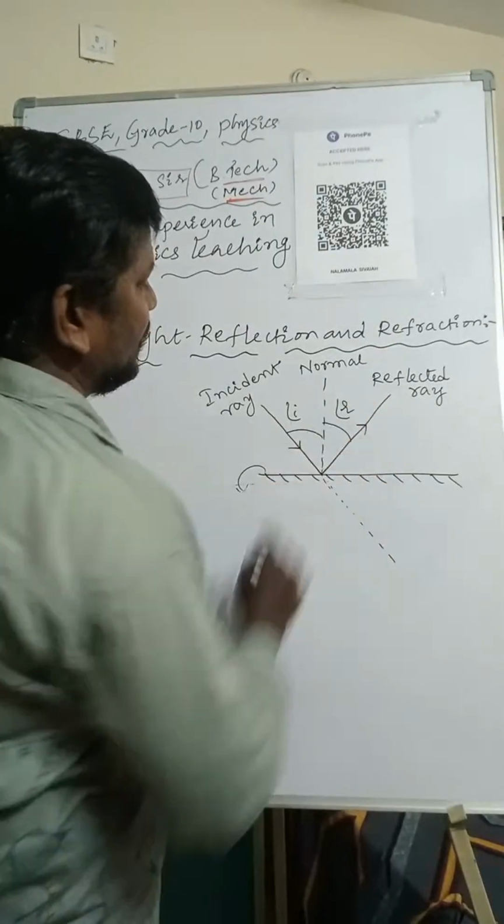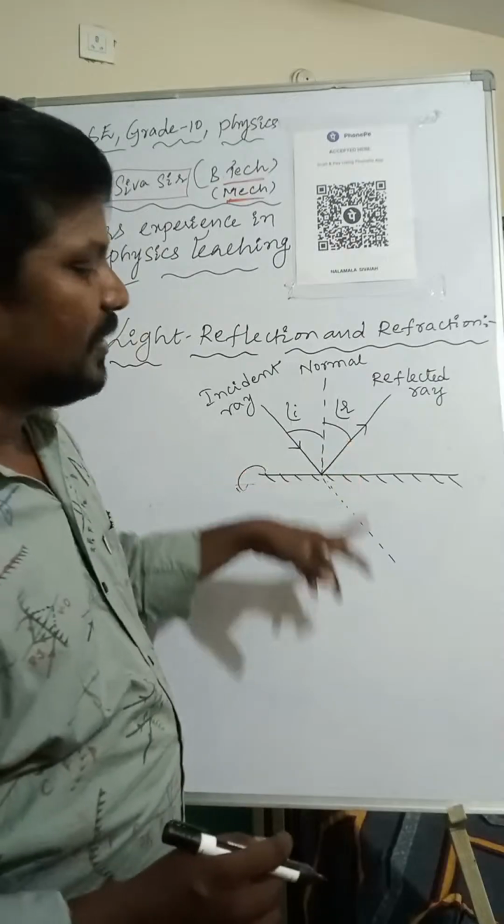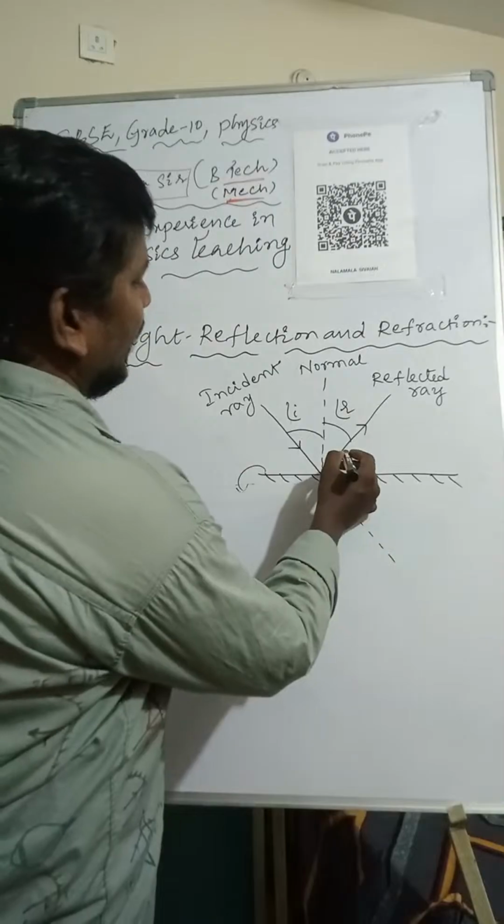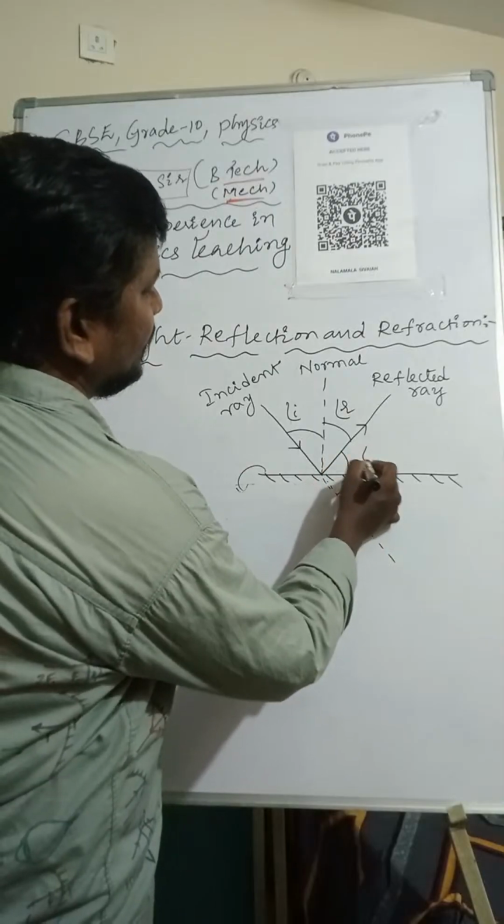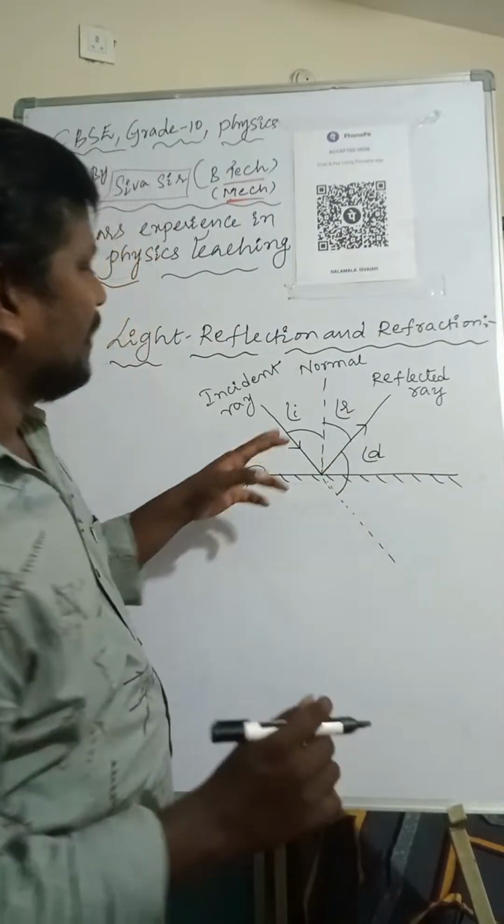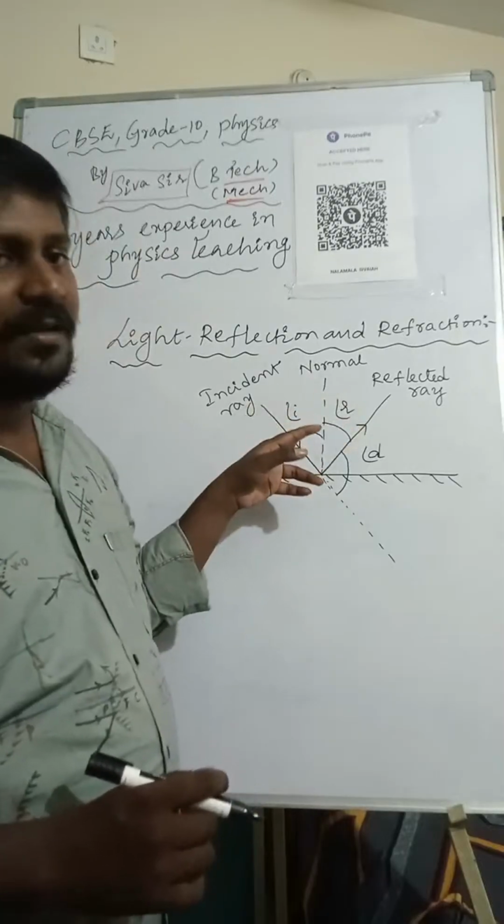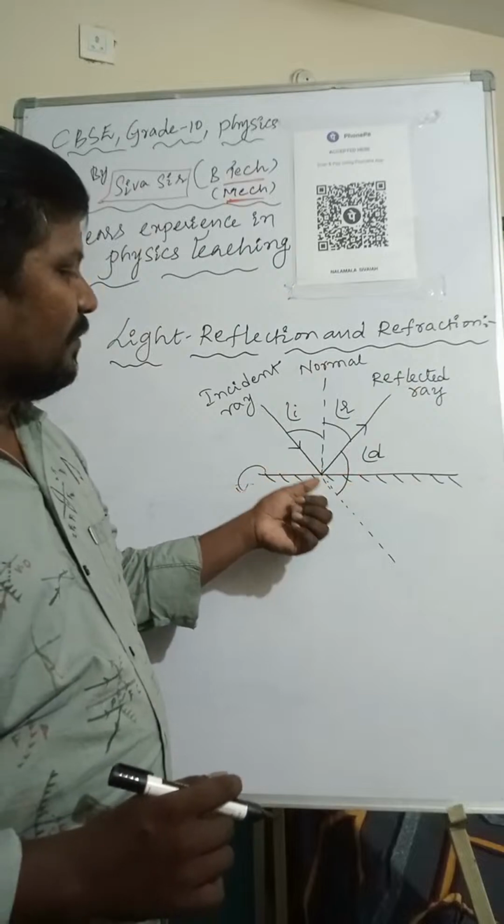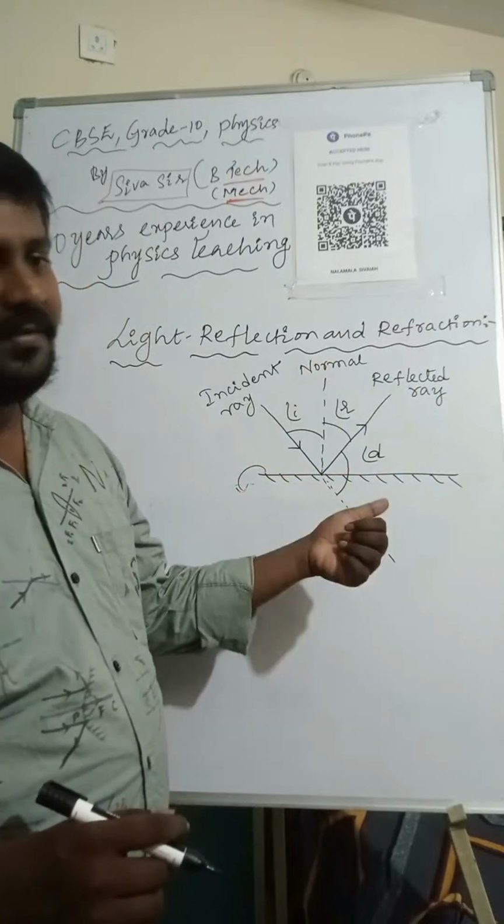And the angle between the reflected ray and the undeviated line is called the angle of deviation. The angle between the incident ray and the normal line is the angle of incidence. The angle between the reflected ray and the normal line is the angle of reflection.